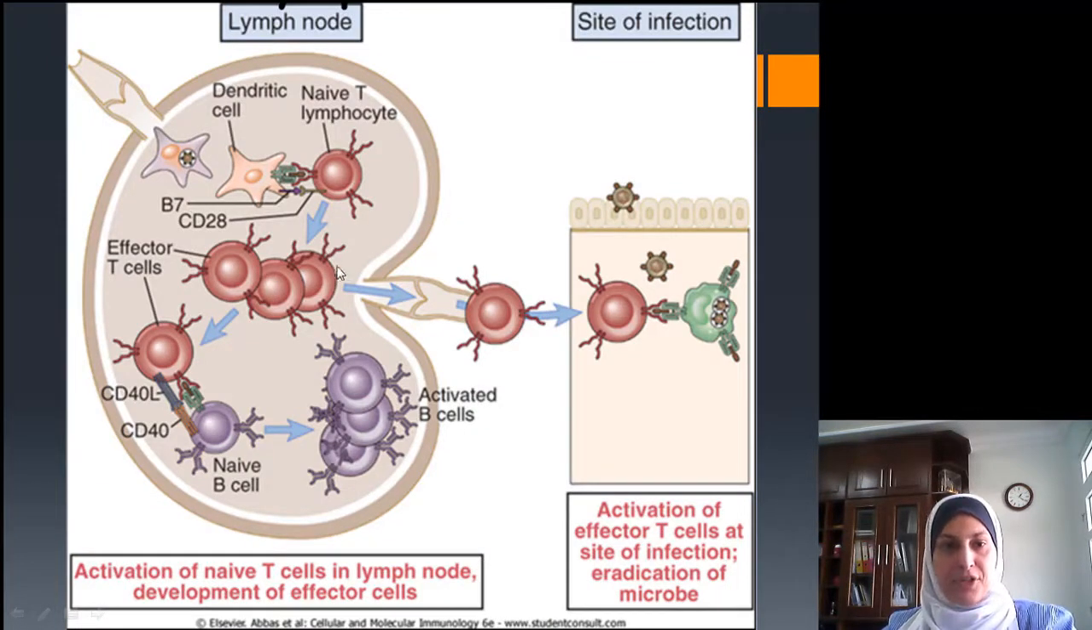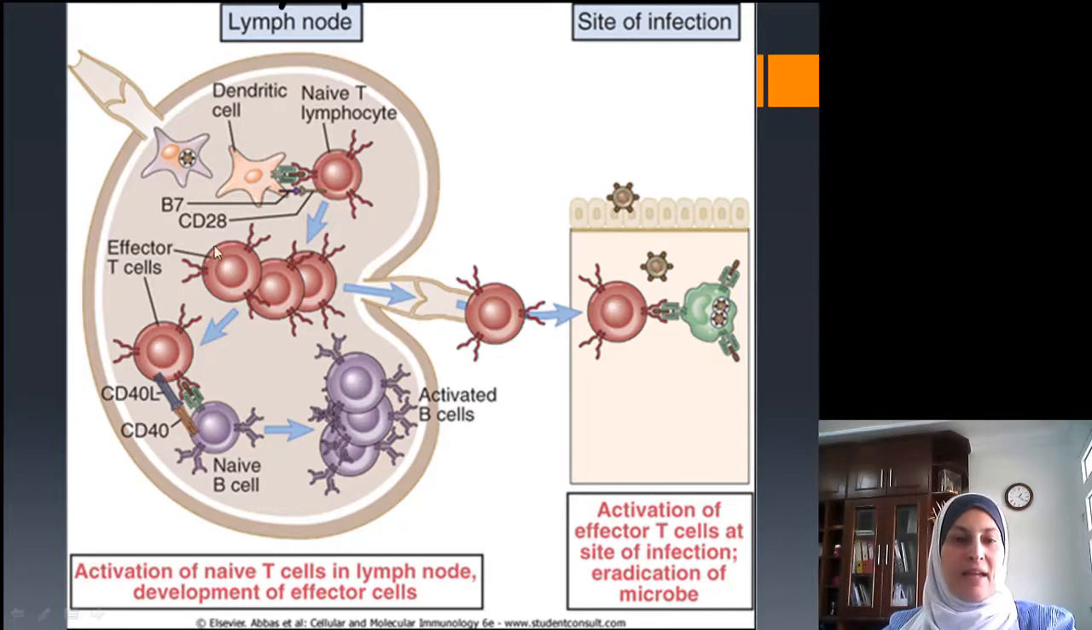Again, the same picture showing dendritic cells presenting antigens to the naive T cell. And this is the first signal, let's say, to activate the T cell. But we need another signal to complete the activation. Note here the CD28, which is present on the T cell surface, interacting with the B7 on the dendritic cells. This would complete the activation.